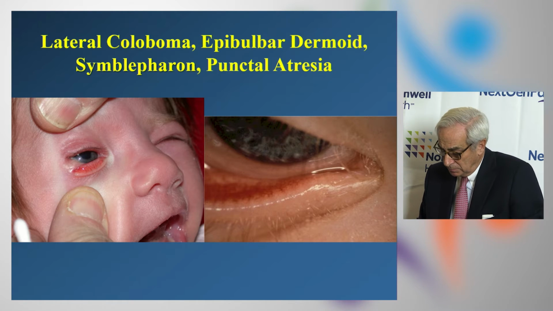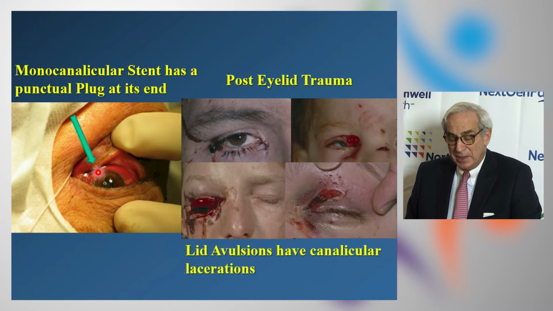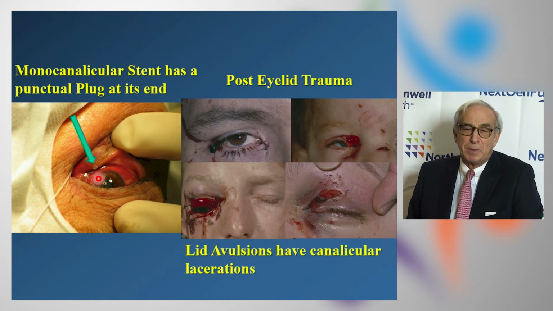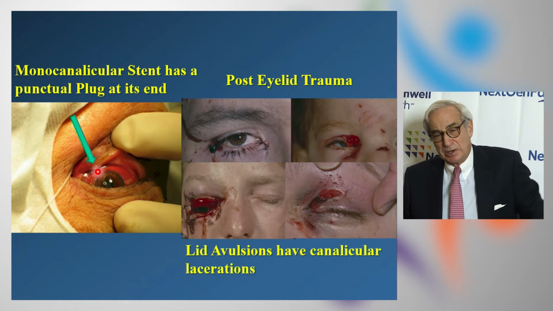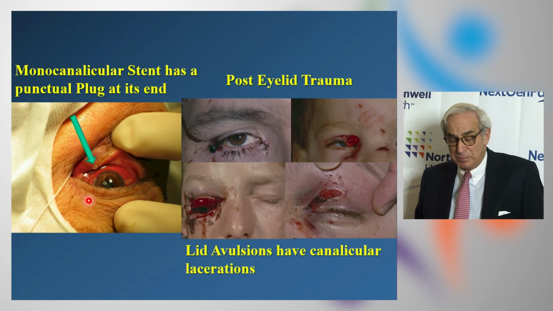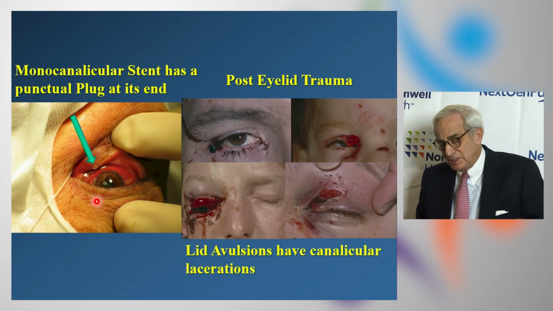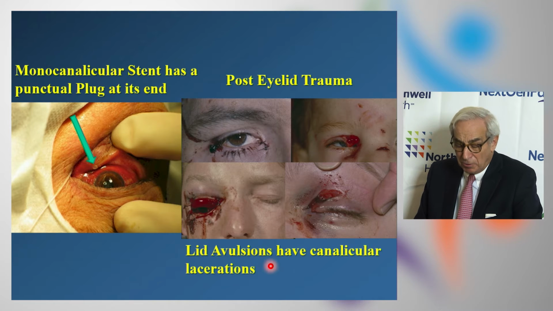Now, I had mentioned that there are tubes that are placed in the system. This is an example of what's called a monocanalicular stent. It's a tube that goes through only the system that's blocked, and it's held in place with this plug. It's like a cork in a wine bottle, and this tube is down the nasolacrimal system. But most tubes are bicanalicular. They're put in both systems and exit under the inferior turbinate of the nose. They're often used in children post-trauma.